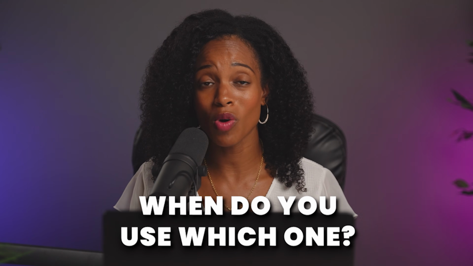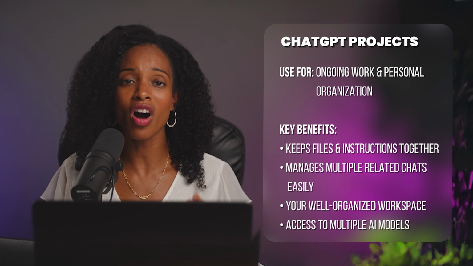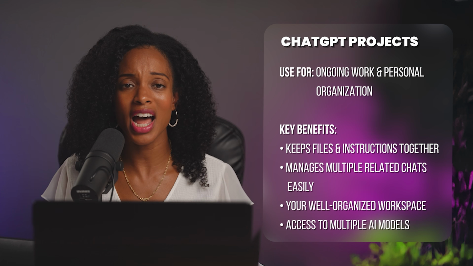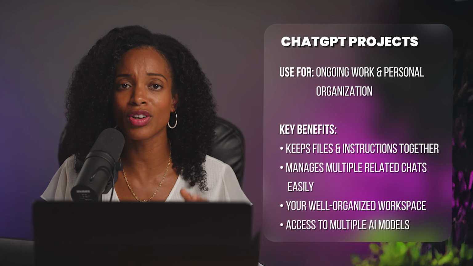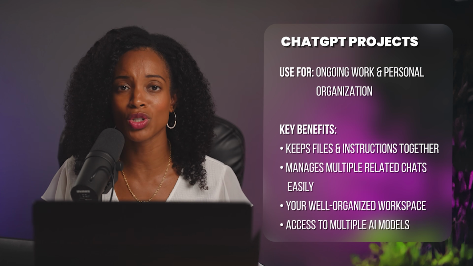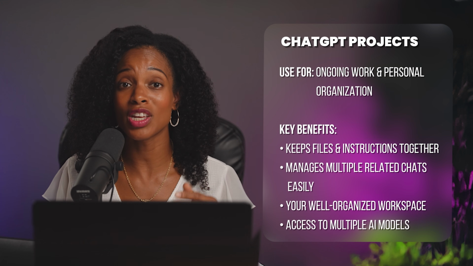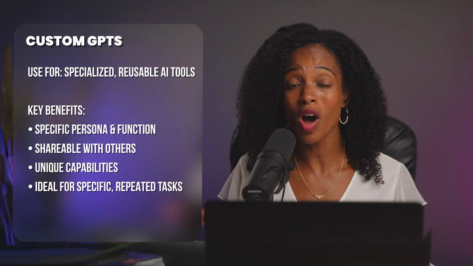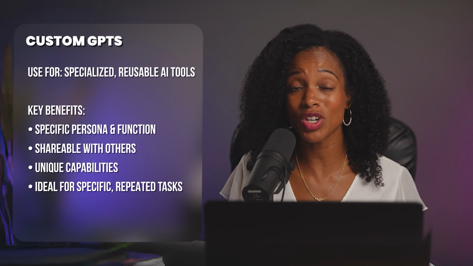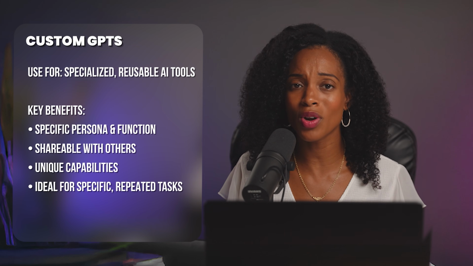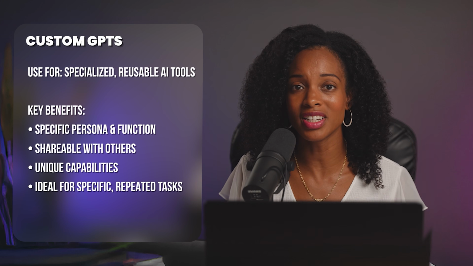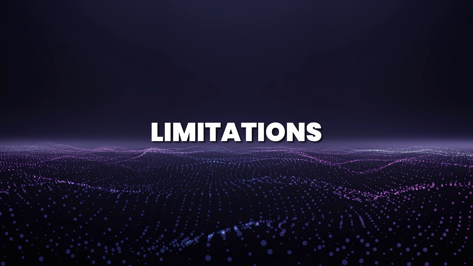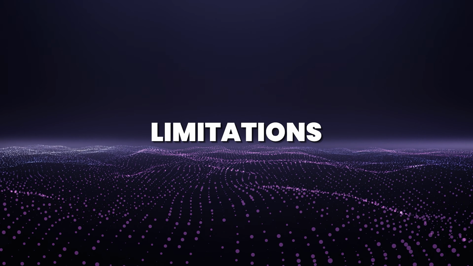So when do you use which one? Well, use the projects when you have an ongoing body of work where you want to keep things really organized, where you want to have files, chats, and broad instructions all together in one place and have a really organized personal workspace. Another thing is that you would want to use projects if you want to have the flexibility of using multiple models. So you'd want to use a custom GPT if you want to create a specialized AI tool that has a certain persona and function that you might want to reuse often, share with others, or that needs unique capabilities.